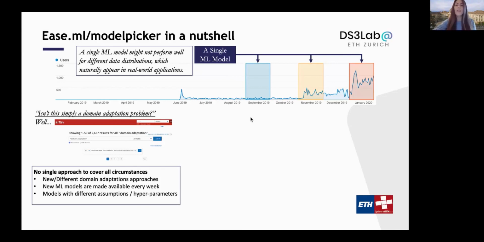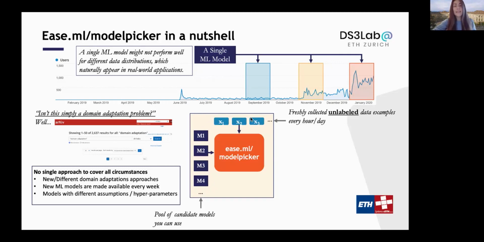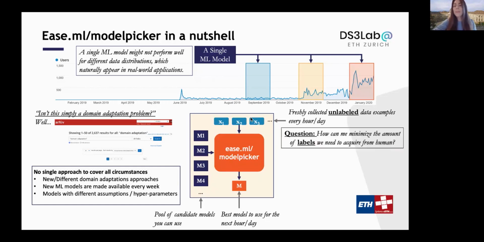So in this work, we propose ModelPicker, which will take the pool of candidate pre-trained models that you can use for your freshly collected data as input, do labeling with a limited budget, and output the best model to use for the rest of the day or rest of the hour to make predictions on your target task. Then the question that ModelPicker asks is, how can we minimize the amount of labels we acquire from humans so that we can output the best model?